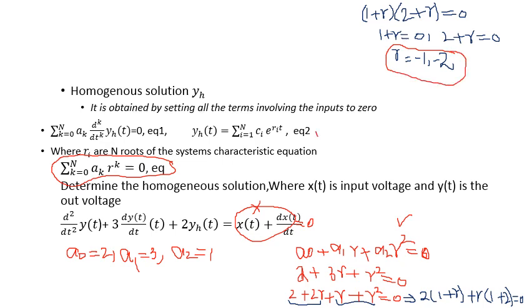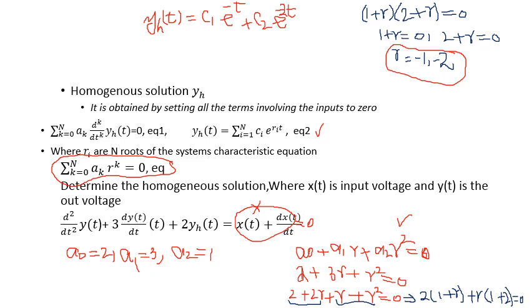Now putting it in equation 2, we get y homogeneous, this is equal to c1 e power minus t plus c2 e power minus 2t. So this is the solution for this differential equation.